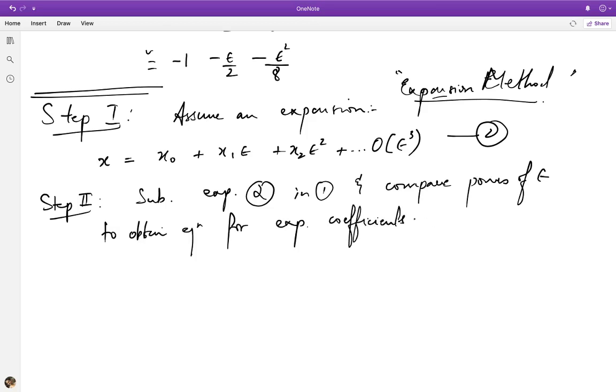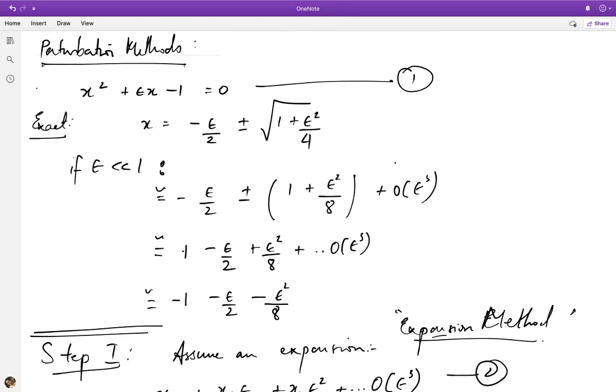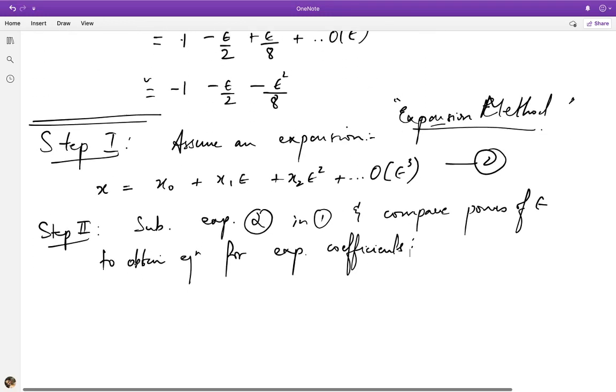Okay, so we will see how that goes. So first, substitute 2 in 1. If you're watching this lecture, it's a good idea for you to do the calculation along with me, pausing the video where required. So substitute 2 into 1, and try to carry out the expansion. Let's just stop at the first 3 terms, like I said.